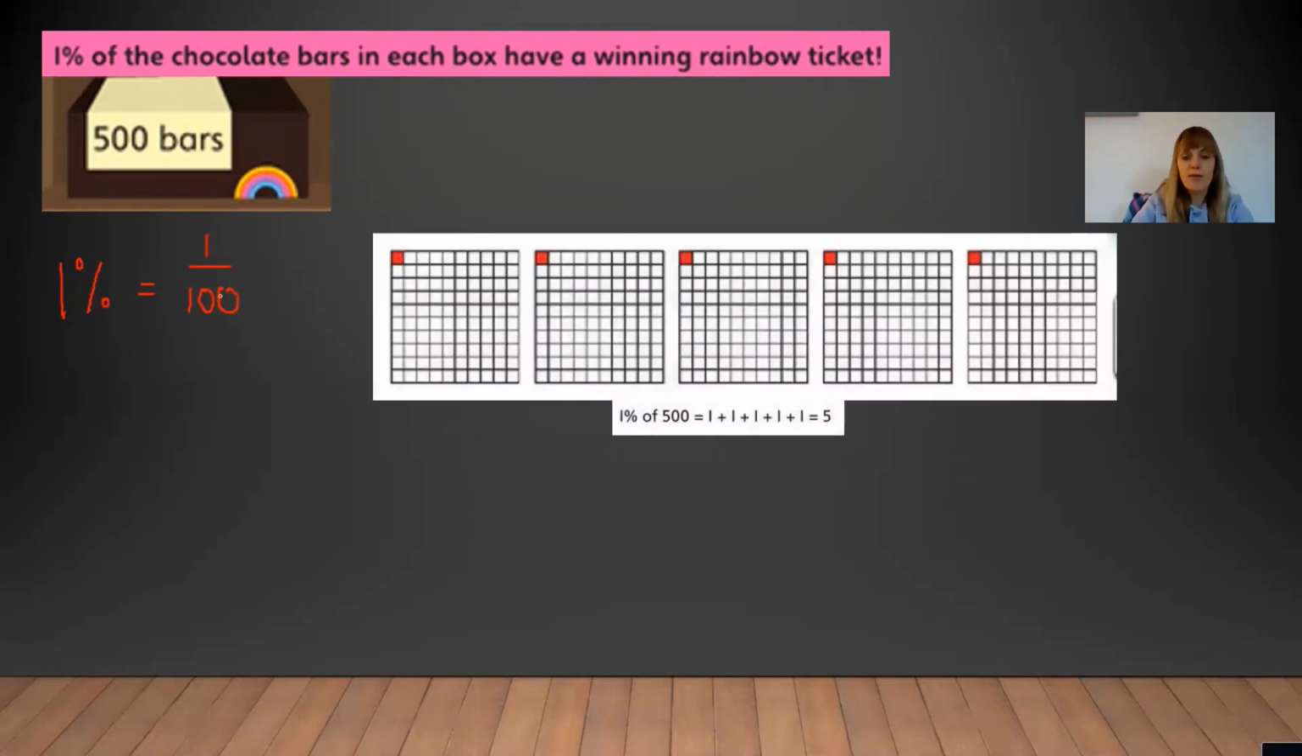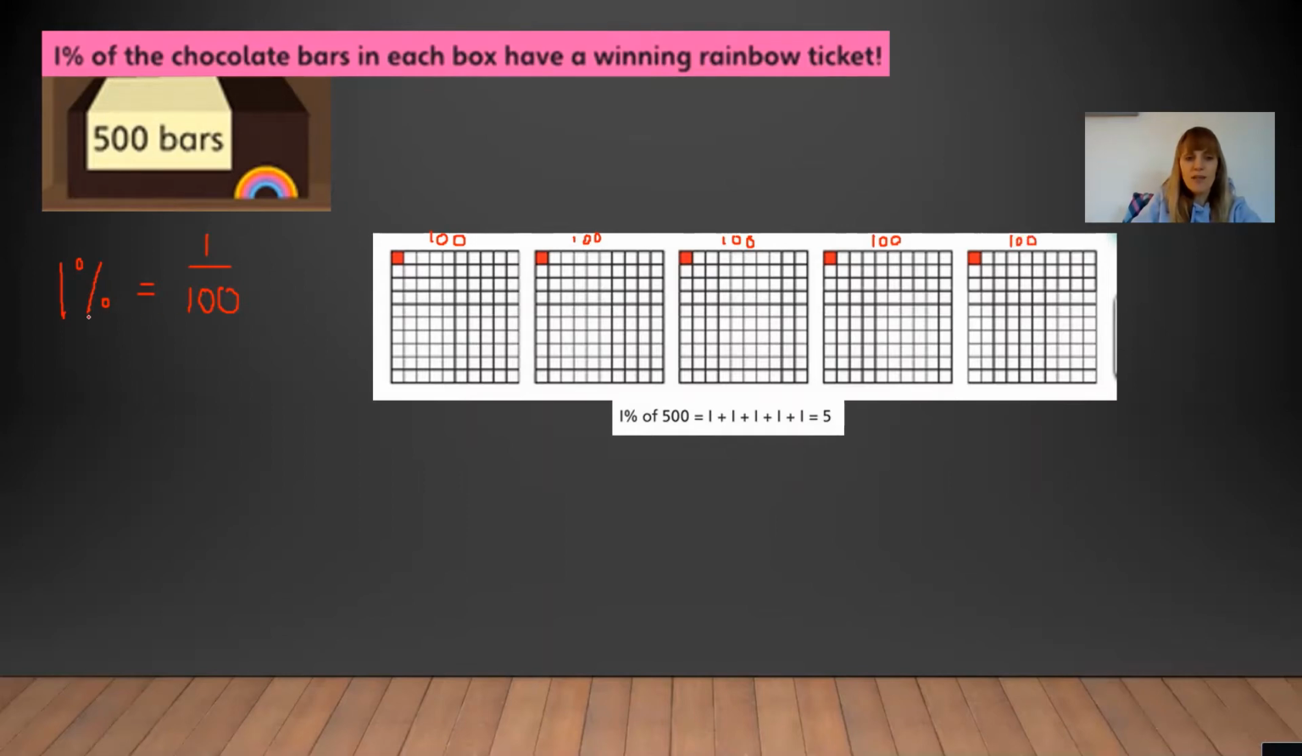Okay, so that's quite an important piece of information to remember. Now, thinking about that, if we have got 500 bars, that means for every 100, that's 1 bar of chocolate that will have the ticket. So you can see here that we've got 100 here. These are all the grids showing the amount. This one's got 100, this is another 100, this is another 100, and so on. And we've put 5 up here because we've got 500 bars of chocolate in this box.